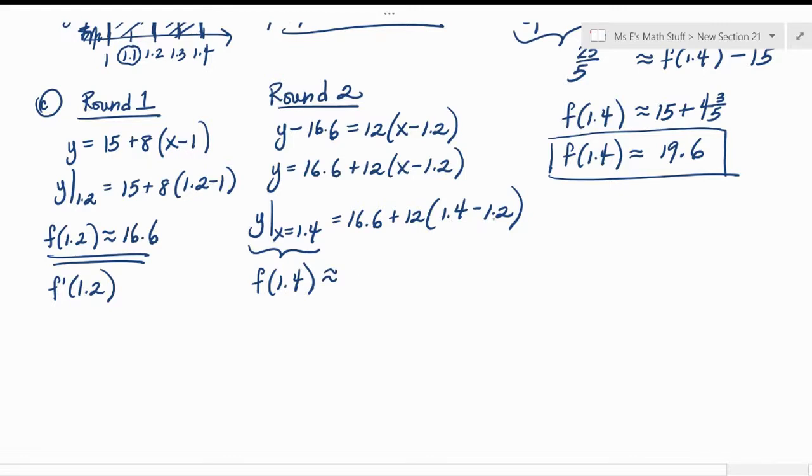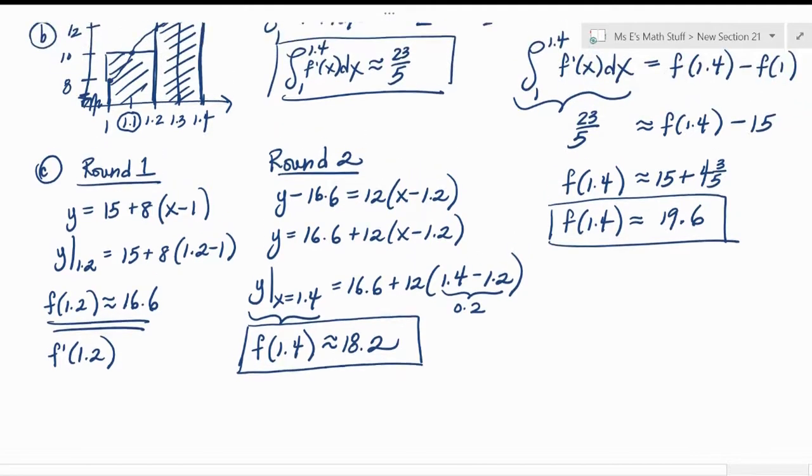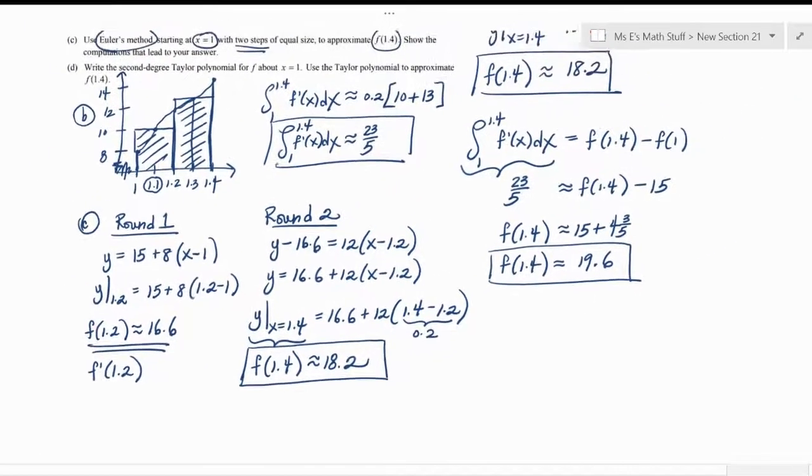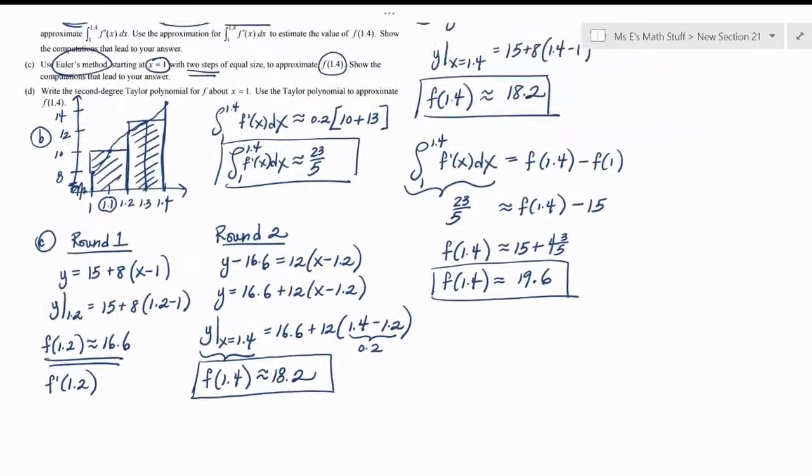And so let's see, 1.4 minus 1.2 is 0.2. Multiply it by 12, we get 2.4. Add it to 16.6, we get, I believe, 19. So Euler's method would say that f of 1.4 is approximately 19. Lots of ways to approximate f of 1.4. All right, now moving on to part D.